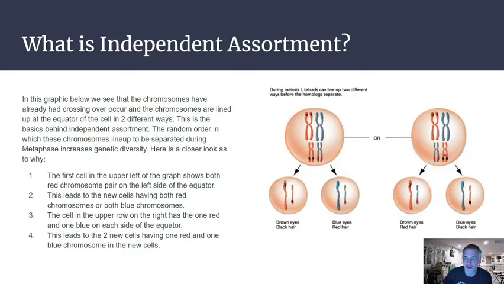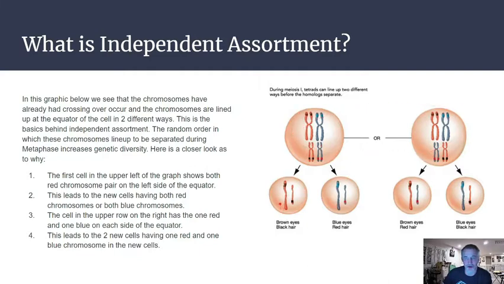Or it could be the opposite. Maybe the smaller blue is on this side and the smaller red is on this side, and the larger red is on this side and the larger blue is on that. So you've got lots of different combinations that can happen here. We're just dealing with two chromosomes here. This leads to two new cells having one red, one blue chromosome in each of the cells. So if these are the possible combinations, you could end up with something like this.